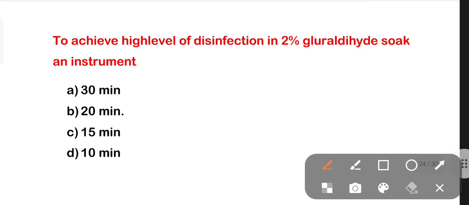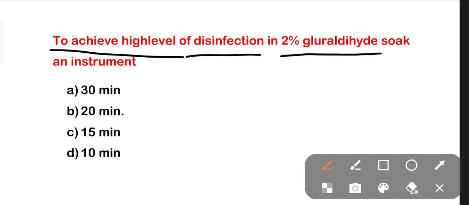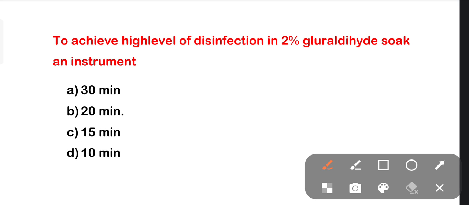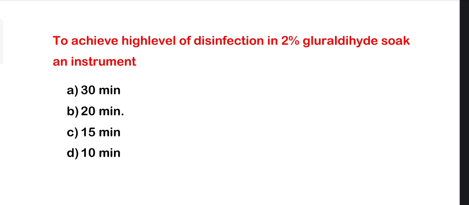The next one is, to achieve high level of disinfection in 2% glutaraldehyde, soaking an instrument. So when you want to soak an instrument with 2% glutaraldehyde, how much time do you have to soak in the 2% glutaraldehyde? Options are 30 minutes, 20 minutes, 15 minutes, and 10 minutes. So the right time is 20 minutes. For up to 20 minutes, we have to soak the instrument with 2% glutaraldehyde to get a high level of disinfection.